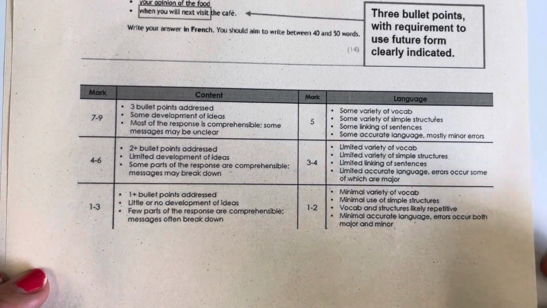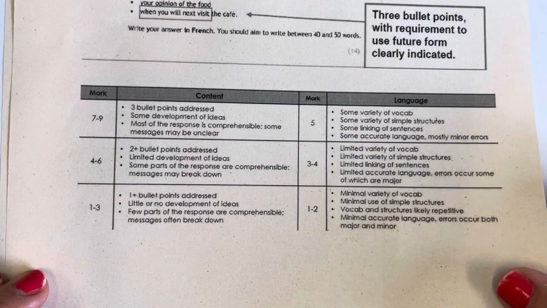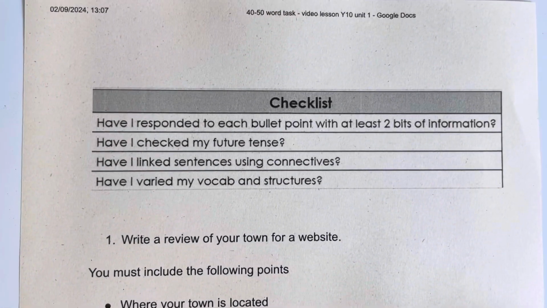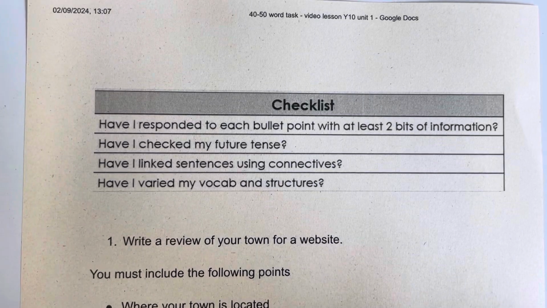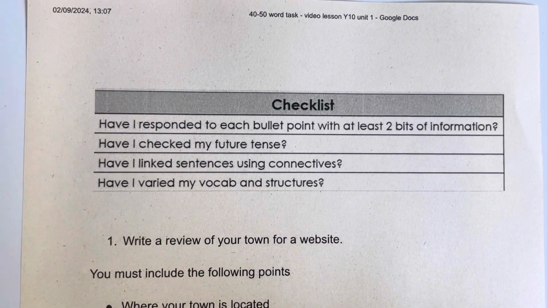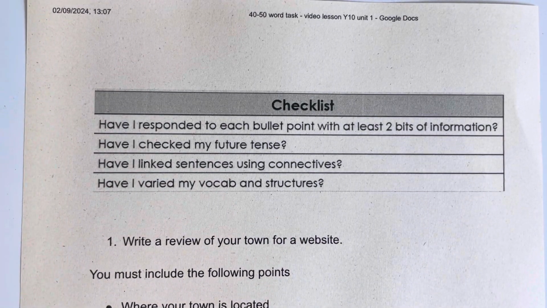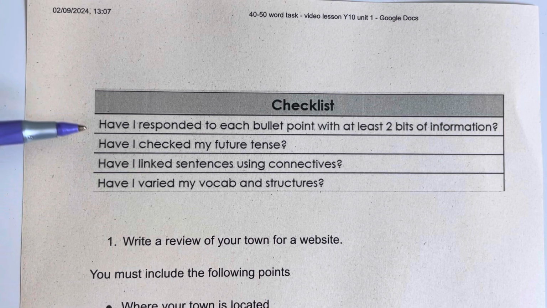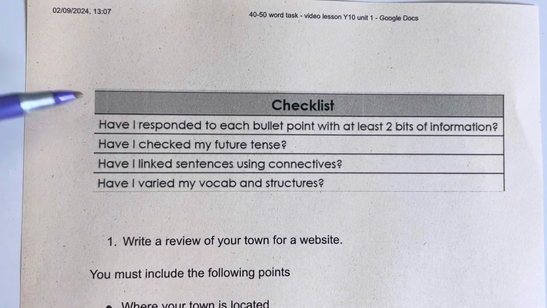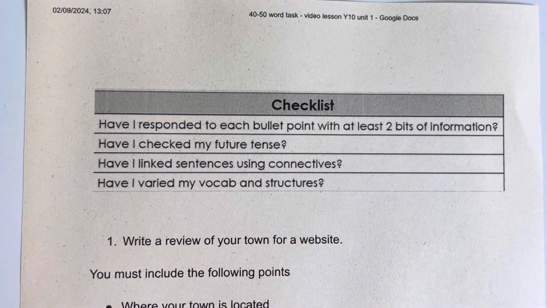Okay, let's take a look at what this means in terms of a checklist. It would be great if we can always be thinking about this checklist as we're completing our 40 to 50 word task. If we can say yes to these questions, then we should be on track to maximising and getting the highest marks on this 14 mark question. Ask yourself, have I responded to each bullet point? And I'm going to suggest with two bits of information. That's going to guarantee those developed ideas.